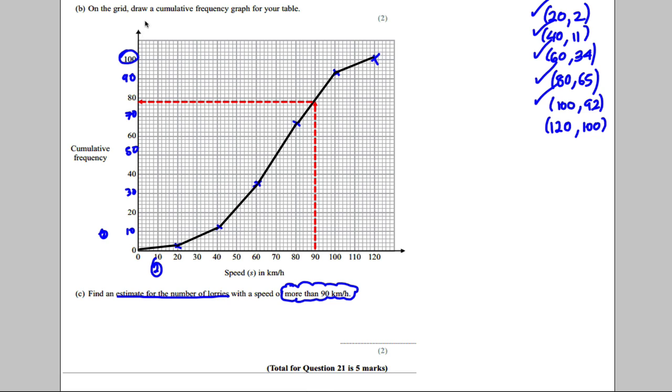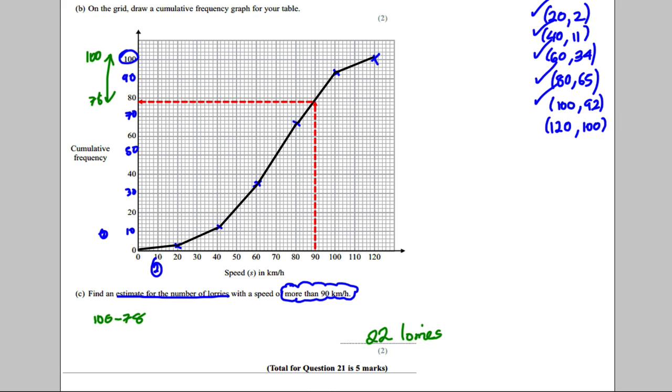Now that's not the answer. Remember, when it's more than, we're looking at how much is above this point. So it's the distance between 78 and 100. So we can do 100 take away 78, which is equal to 22. And 22 lorries is our answer. So we're done with that question.